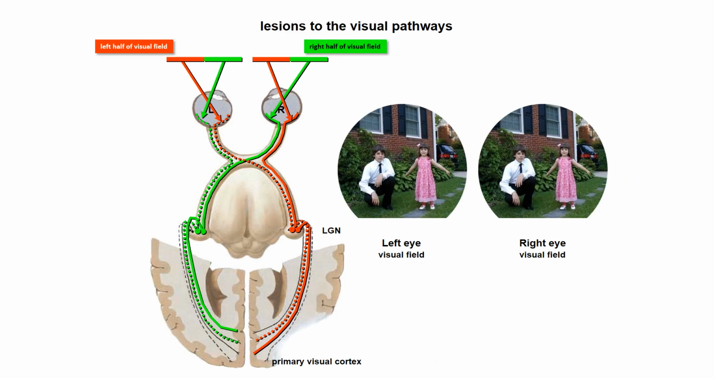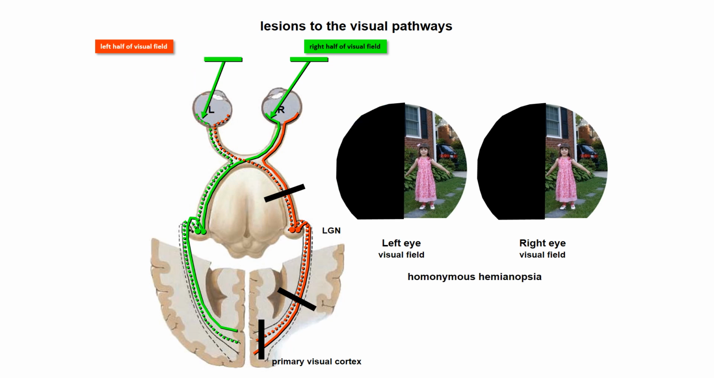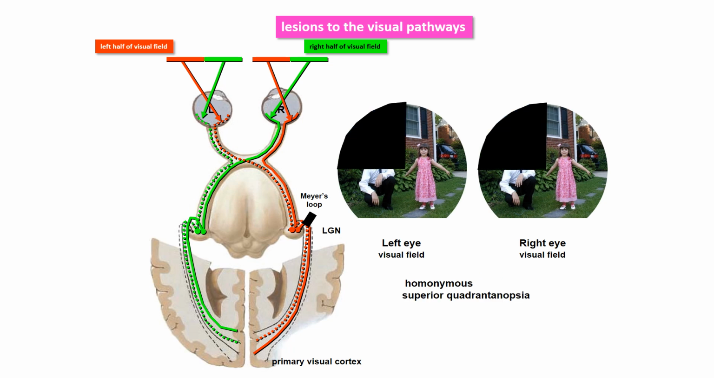Okay, and here are some visual images of what that might look like. For the radiations there, what you're going to end up seeing is the homonymous hemianopsia. And for the Meyer's loop that's lesioned there, you see this superior quadrant, and therefore homonymous superior quadrantanopsia. Homonymous because it's in the same visual field for each eye. That's also sometimes called pie in the sky.